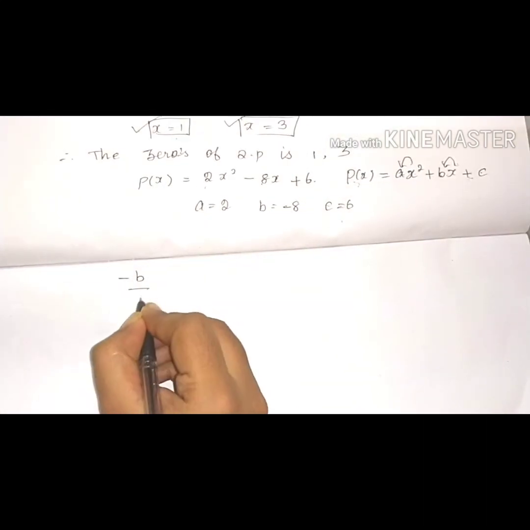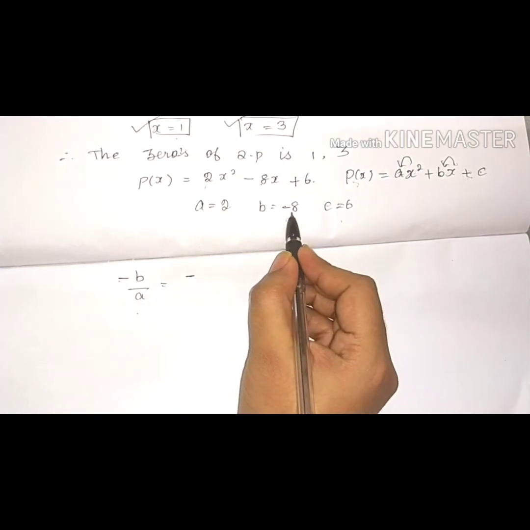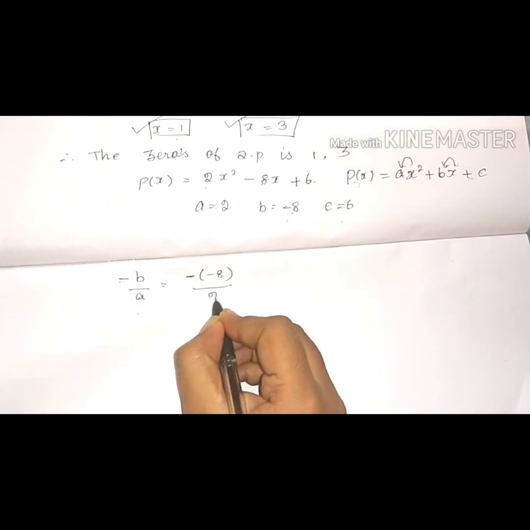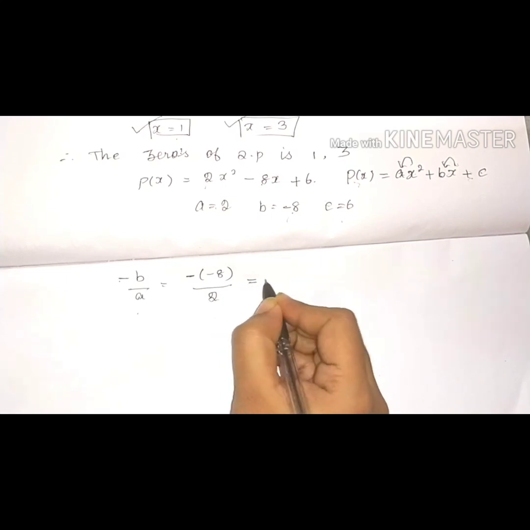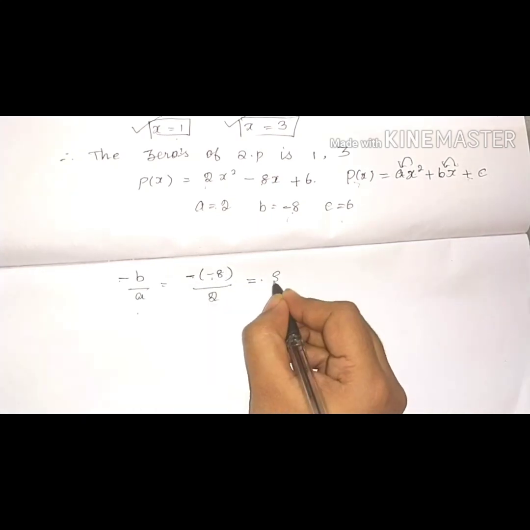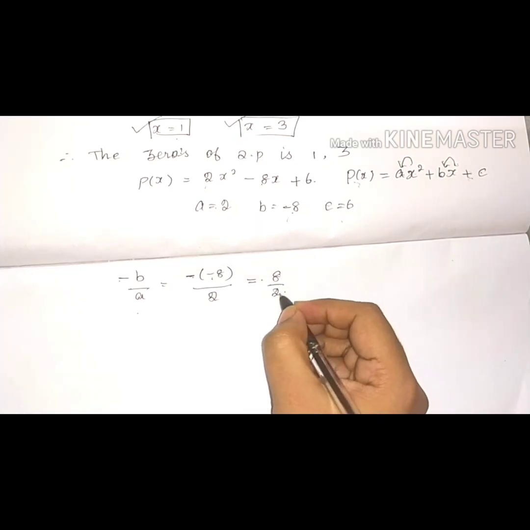Now I am considering minus b by a. Find out minus b by a. Here this minus I write as it is. What is the b value? Minus 8, so I write minus 8. The denominator a value is 2. Minus into minus becomes plus, so 8 divided by 2.